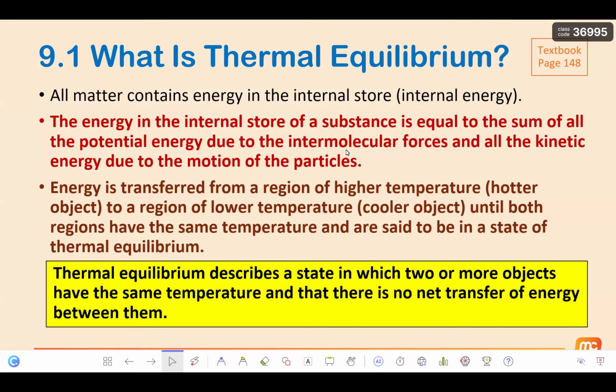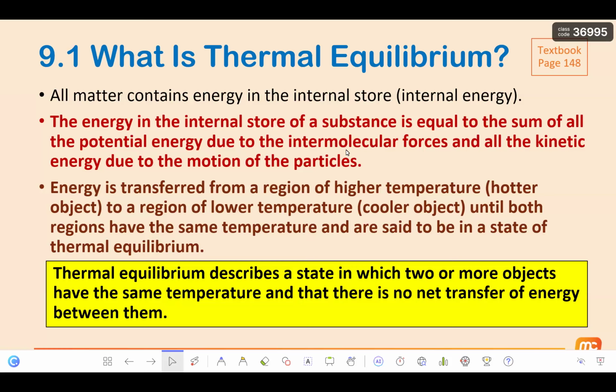Before we go into thermal equilibrium, you need to understand that based on the previous chapter, we have studied that all matter is made of tiny particles which are in continuous random motion. So all of them are in motion, and all of them have kinetic energy within them. But they also have forces of attraction between them, and these forces of attraction create the internal potential store.